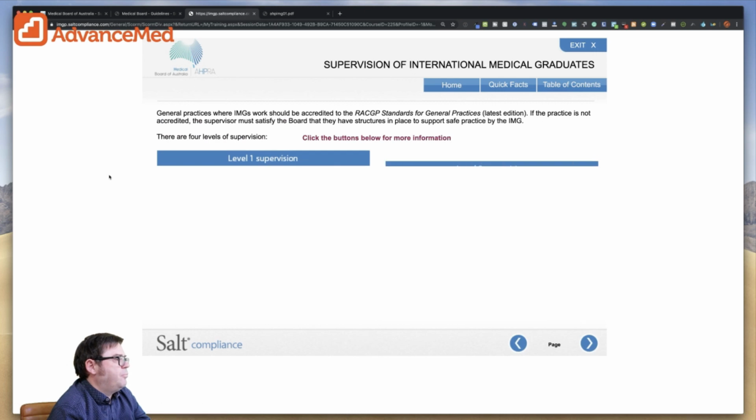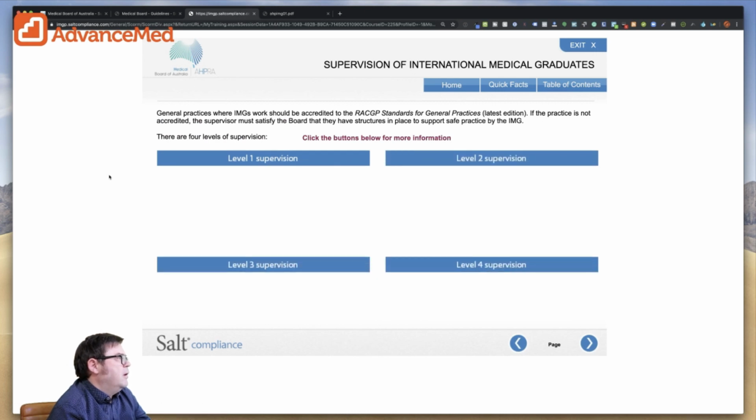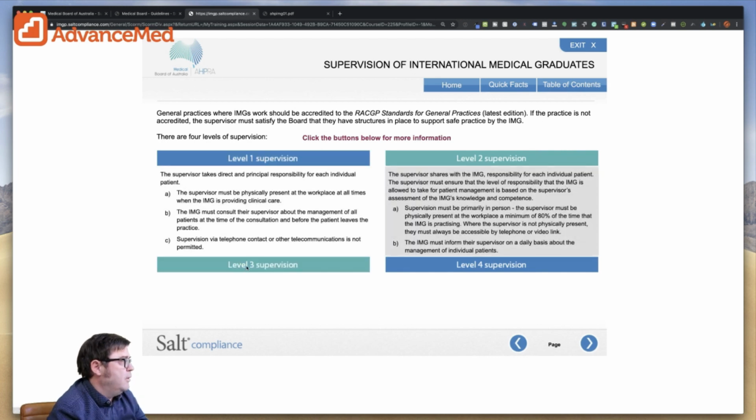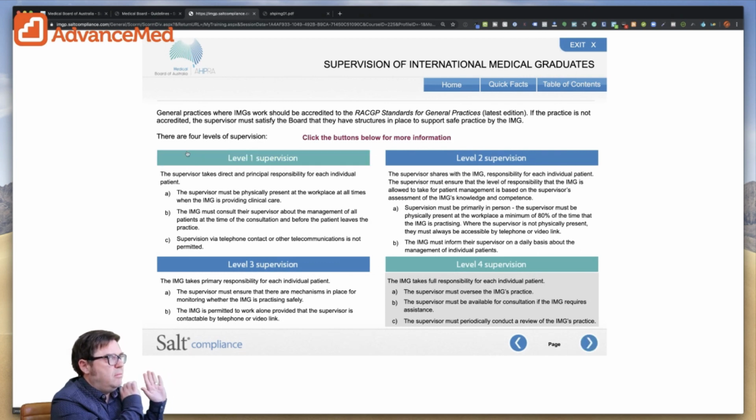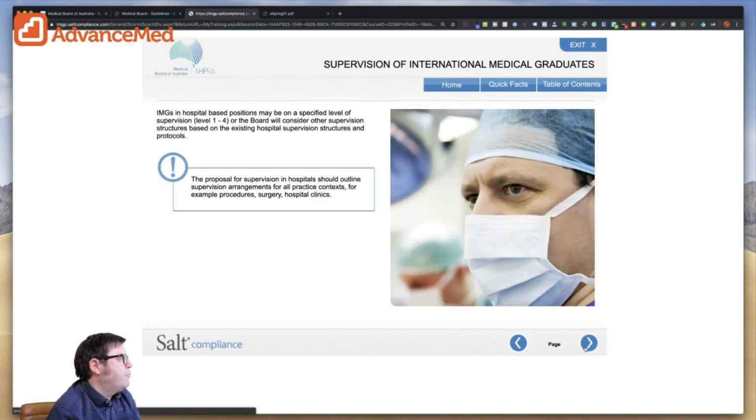Click. And here's the 4 levels of supervision. We went through those in detail, so I'm not going to go over them too much again. You can see them there. As I said, level 1 is the most tightly supervised. Level 4 is the least tightly. 1, 2, 3, 4. And then we can apply these levels of supervision in the hospital, but other supervision structures can be applied as well.